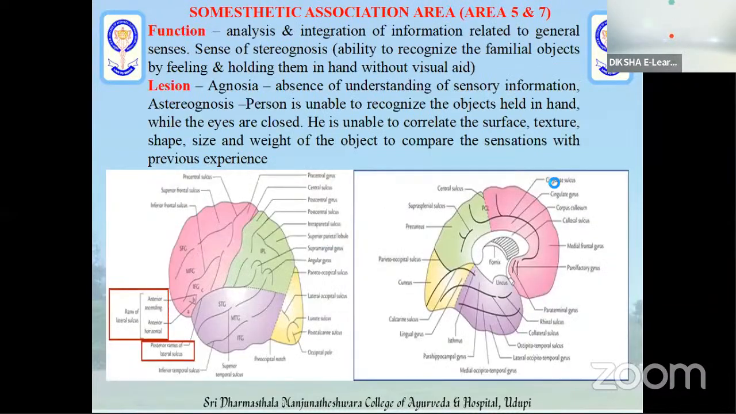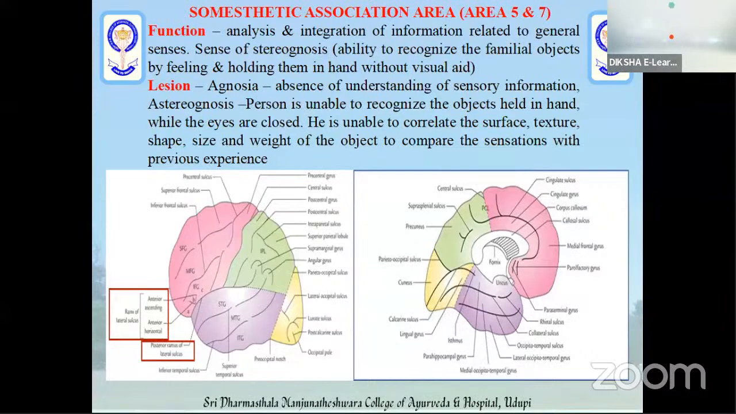Now, what are its functions? Its function is the analysis and integration of the information related to the general senses. Whatever sensations you have perceived, whether a pin prick or a thorn prick, are analyzed and integrated here. That this prick is due to the thorn, or that pain in the wound is due to the knife: the perception of various sensations with previous memories is done in the somesthetic association area.